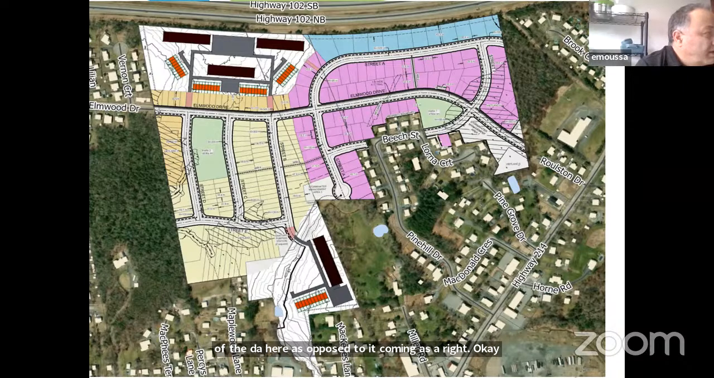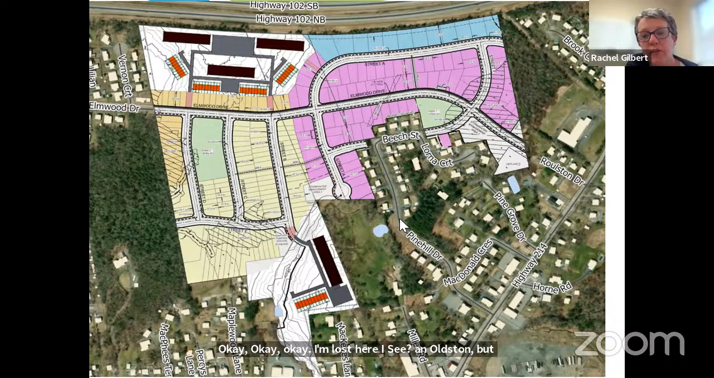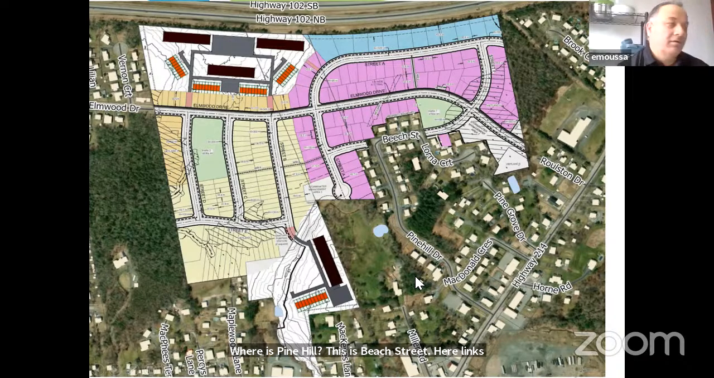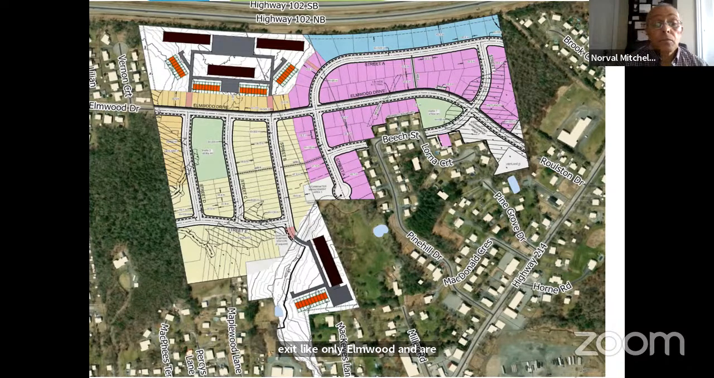I see Ralston, but can you point where is Pine Hill? This is Beach Street here, links through to Pine Hill Drive, which comes down to... Okay. So that could be another exit. Okay, that sounds good. I thought those are 2 exits, like only Elmwood and Ralston. No, that answered my question. Thank you. Thank you, Councilor.